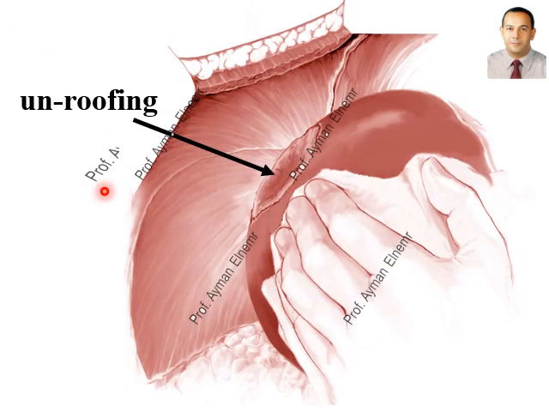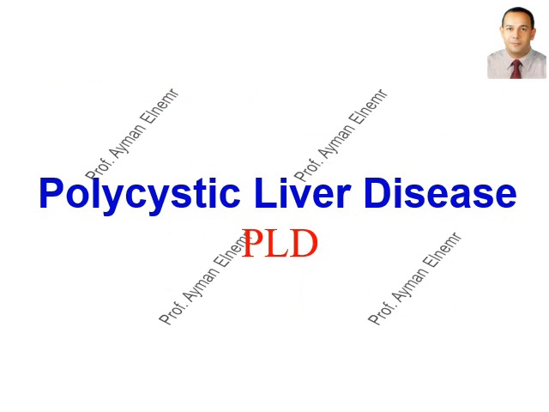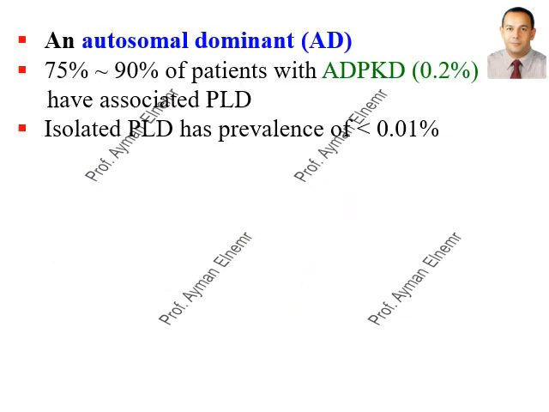This figure showing the unroofing. And this is the marsupialization done by suturing the edge of the unroofed cyst to prevent the closure. Polycystic liver disease. Polycystic liver disease is an autosomal dominant disease. About 75 to 90% of patients with autosomal dominant polycystic kidney disease have associated polycystic liver disease. Isolated polycystic liver disease is very, very rare.